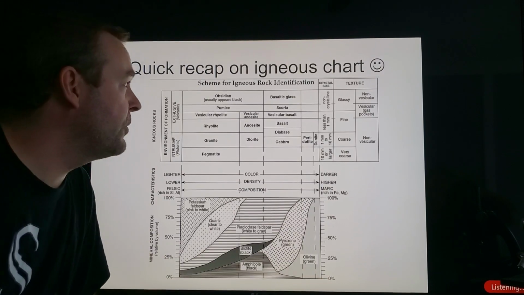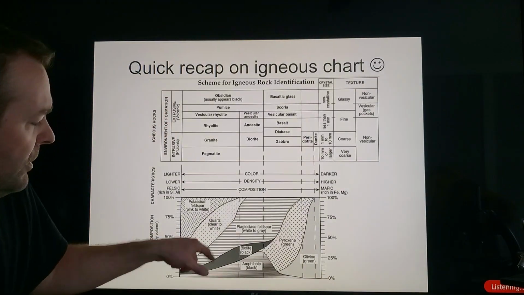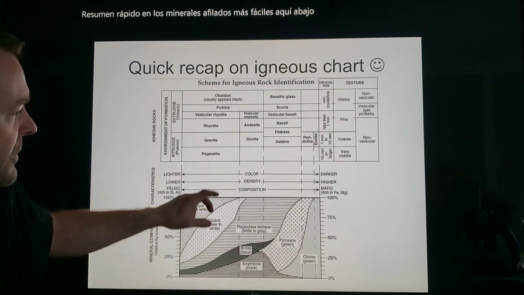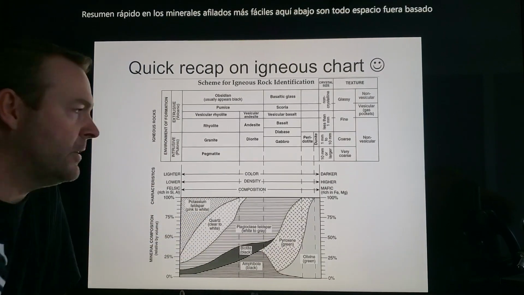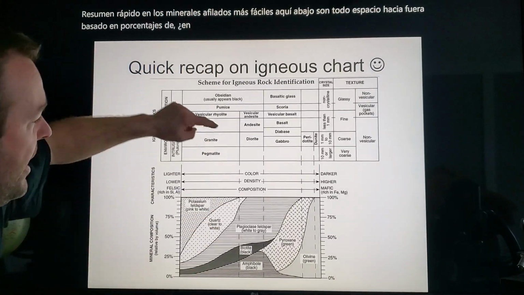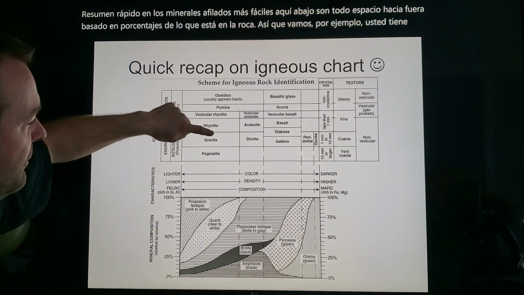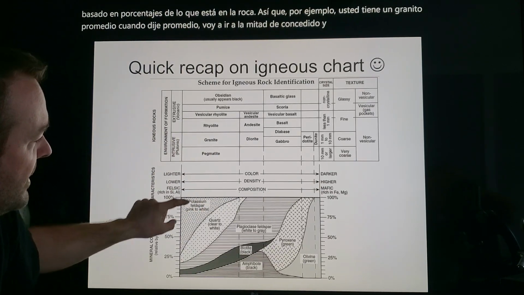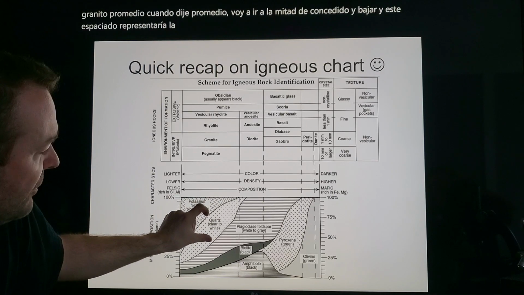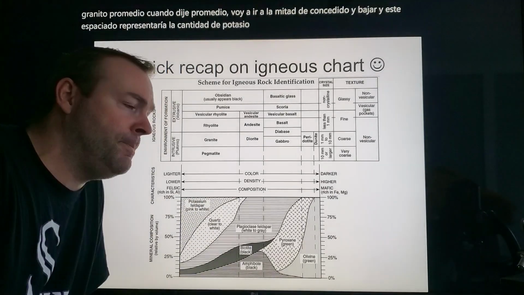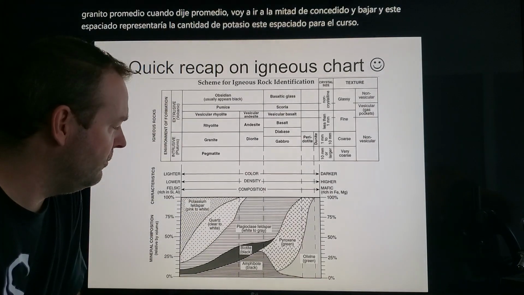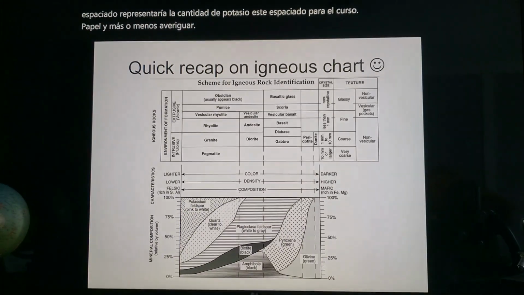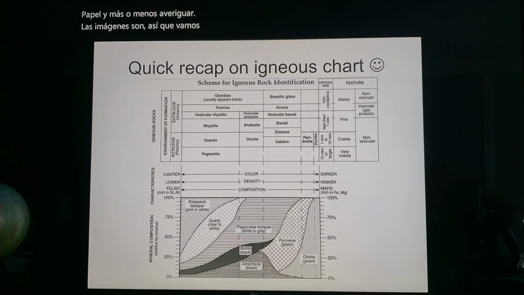Okay, quick recap on the igneous chart. The minerals down here are all spaced out based on percentages of what's in the rock. So for example, you have an average granite. When I said average, I'm going to go to the middle of granite and go down, and this spacing would represent the amount of potassium. This spacing for quartz. And you would take a scrap piece of paper and roughly figure out what those percentages are. So let's go through one real quick. Please grab a piece of paper.